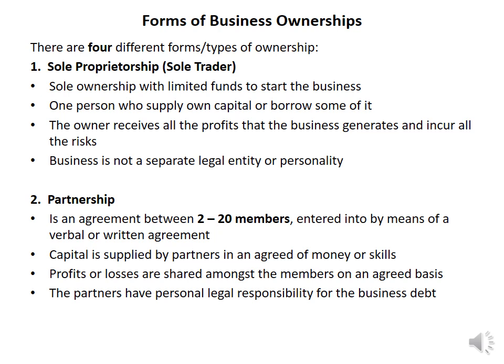There is also a partnership. A partnership is an agreement between 2 to 20 members entered into by means of a verbal or written agreement. The members will supply the money and also skills to start the business and to be able to operate the business as well. The profits and losses are shared amongst the members on an agreed basis or percentage that they will agree upon when signing their agreement.